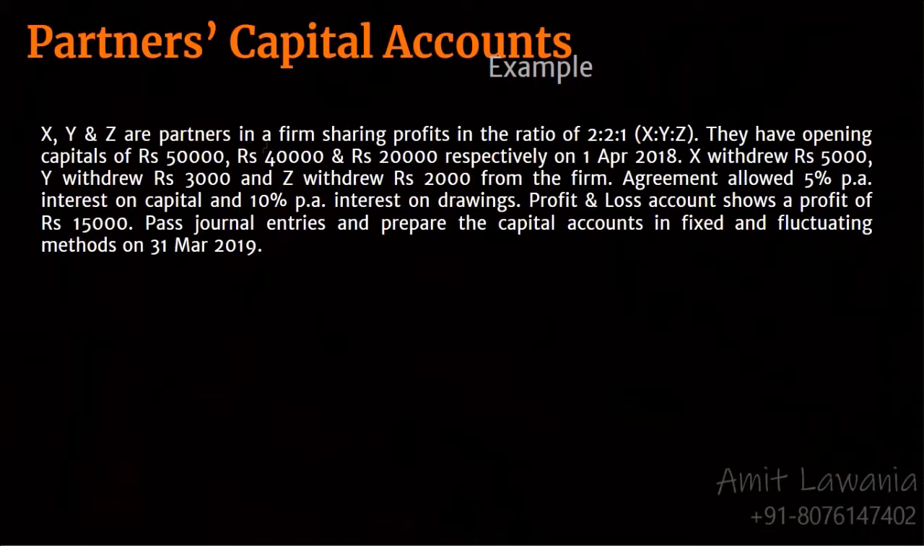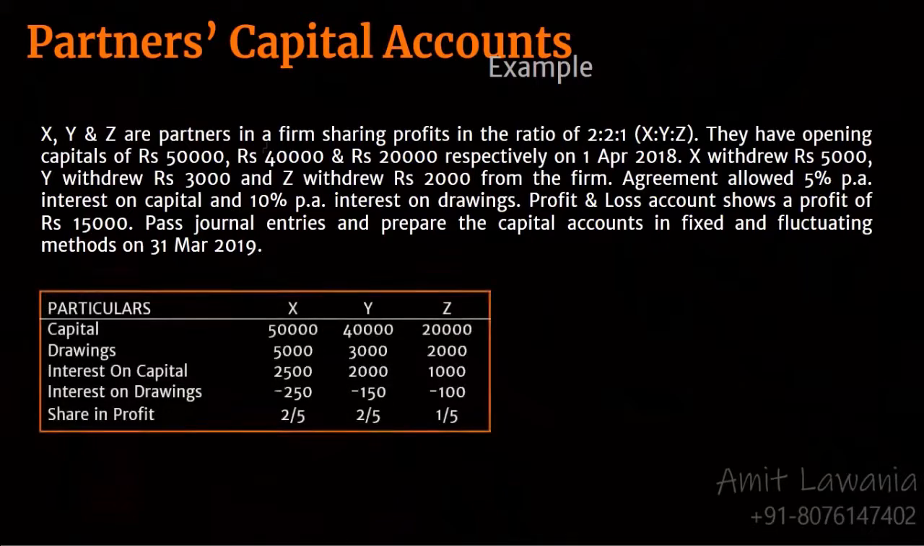You have to pass the journal entries and prepare the capital accounts in fixed and fluctuating methods as on 31st March 2019. Now I have made a small table and noted all the numbers given in the question so that they are easy to comprehend when we pass the journal entries and make the ledger accounts. Pause the video if you need more time to note down the question or the table.